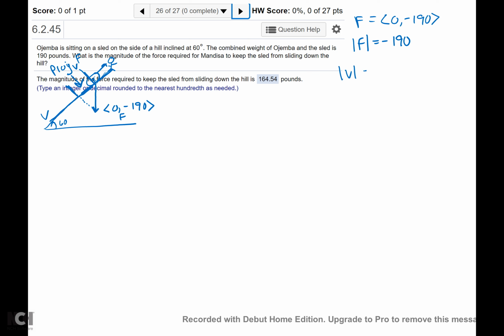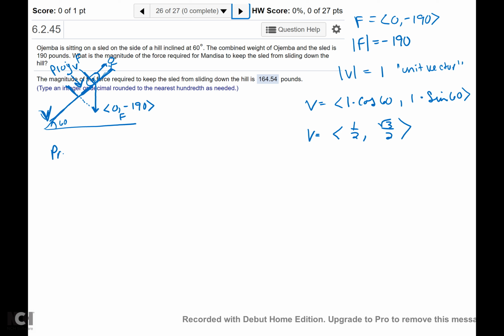So we're going to say the magnitude of V is 1 because it's a unit vector. And I can say then that V equals 1 times cosine 60 and 1 times sine 60. They're going to want you to leave everything in radical form until the very end, because you don't want to get off on rounding. So cosine of 60 is 1/2, sine of 60 is the square root of 3 over 2. So there's the component form of V.